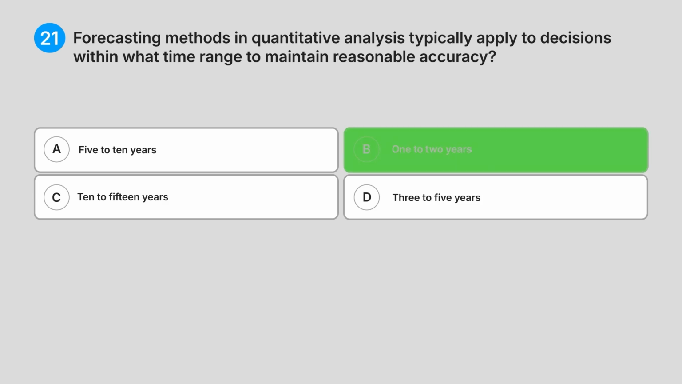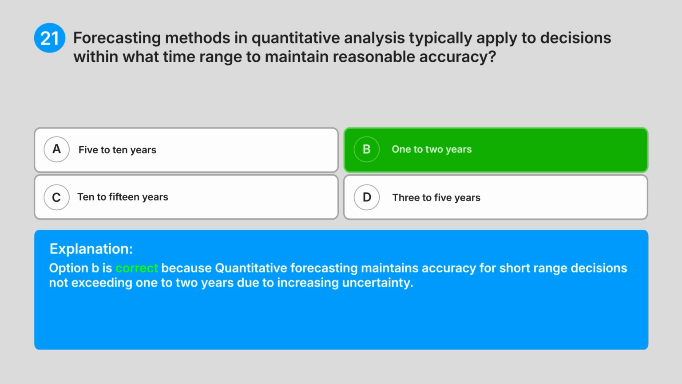Correct answer, B. 1 to 2 years. Explanation. Option B is correct because quantitative forecasting maintains accuracy for short-range decisions, not exceeding 1 to 2 years due to increasing uncertainty.